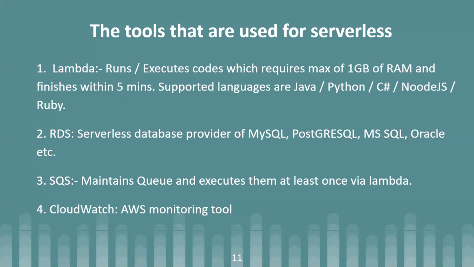Then CloudWatch. CloudWatch is the AWS serverless monitoring tool. So what are the alternatives you have? You can use Nagios, you can use Grafana, but CloudWatch is the serverless monitoring tool in AWS, and it's very, very user-friendly. It provides very useful graphs and data, and you can also monitor custom metrics from your on-premise instances, also in your EC2 instances.